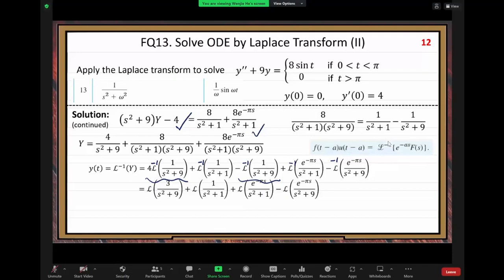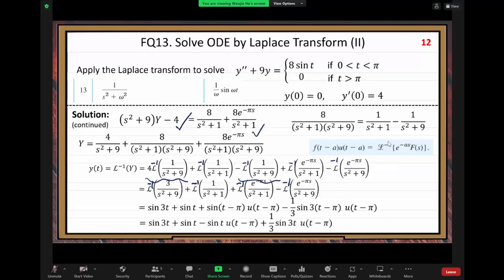Oh, sorry, I need to use the inverse. I forgot to put the inverse on this Laplace transform. Then sine 3t, sine t, but remember this e term means a shift by pi. So t minus pi, we need to simplify it. It becomes negative sine t. Sine 3t minus 3 pi, we simplify it, also negative. And one third sine. So that's the final answer.